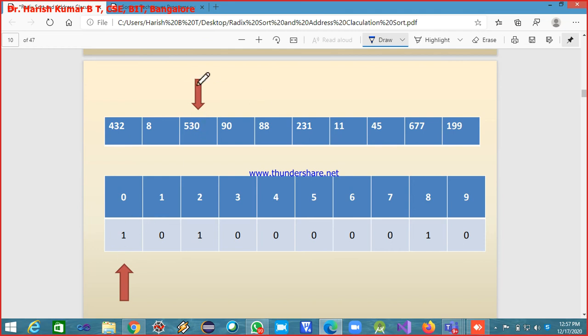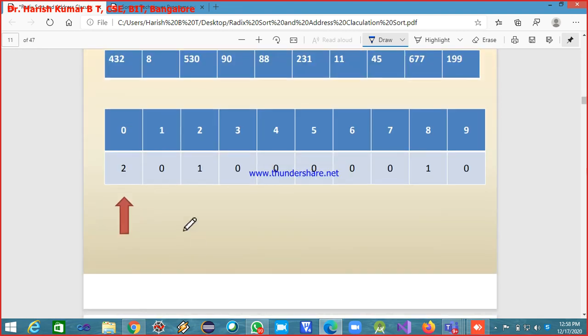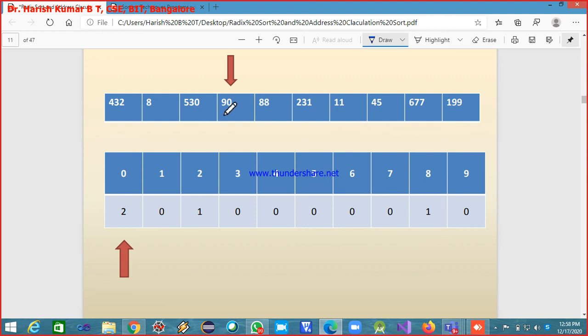Now I again increment my pointer, one step towards the right, and the next element is 90. Again in this 90, what I have in the ones place is 0. Correct? So that means I have encountered the second number which has 0 as the digit in its ones place. The count of 0 in the ones place was 1 right now, and when I go to the next step, it becomes 2, because there are two numbers which have 0 as the digit in the ones place. I hope you understood till here.